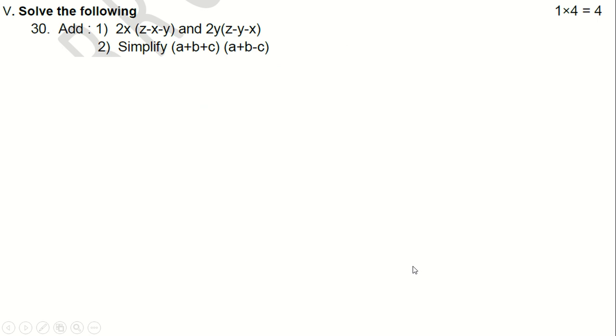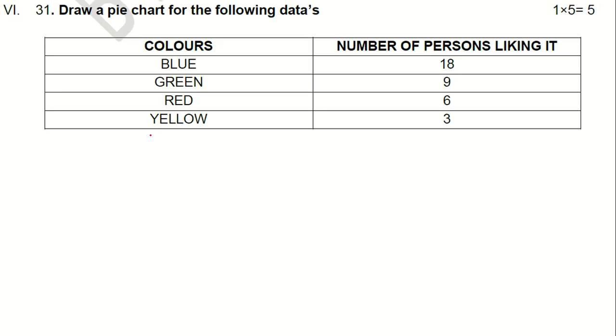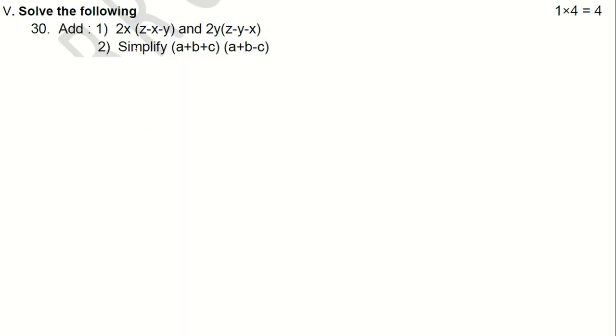Then we move on to the next one. By solving this one we have to multiply. By simplifying the first one, I take 2x(z - x - y) + 2y(z - y - x).